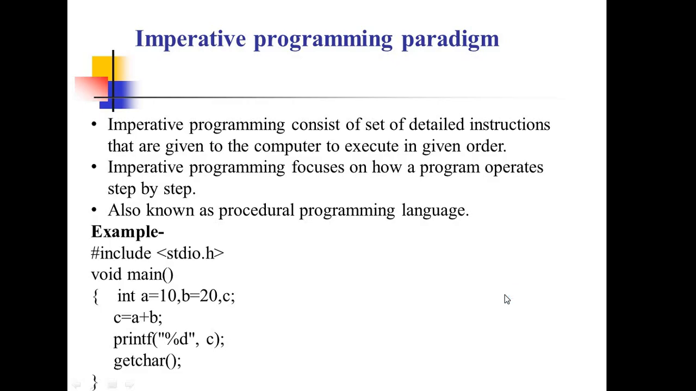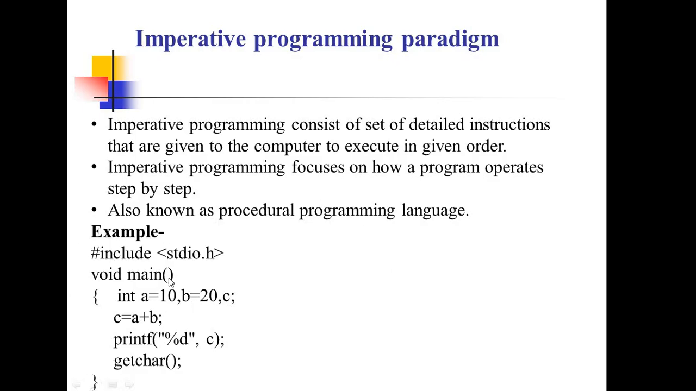Imperative programming paradigm is one of the oldest programming paradigms. Imperative programming consists of a set of detailed instructions that are given to the computer to execute in a given order. Imperative programming focuses on how a program operates step by step. It is called imperative because as a programmer we decide exactly what the computer has to do in a very specific way. Imperative programming is also known as procedural programming language.